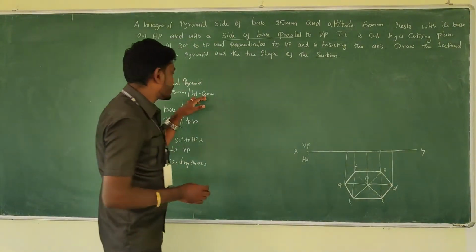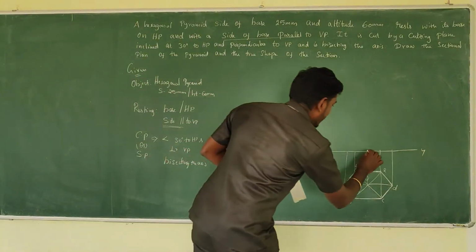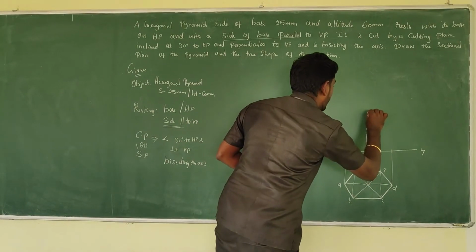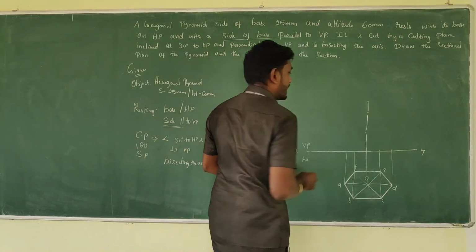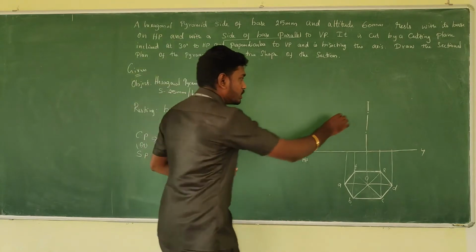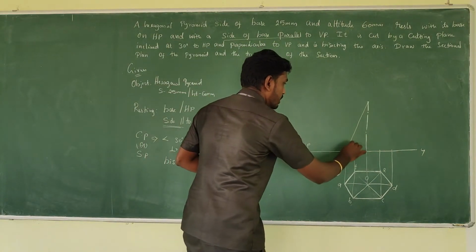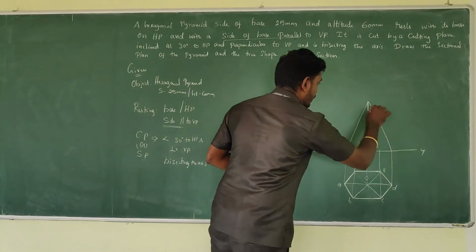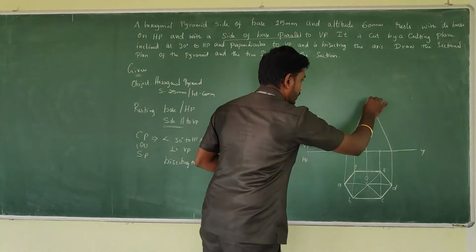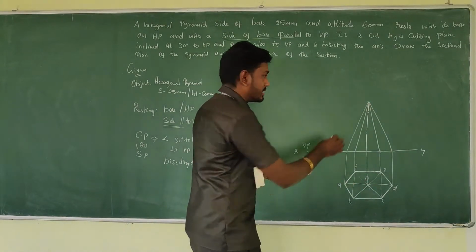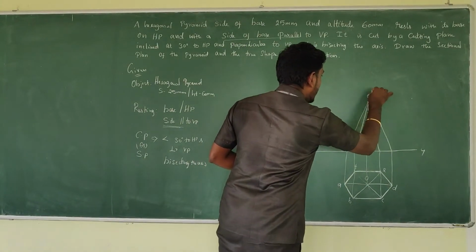And the axis height is given as 60 mm. Raise the axis up to 60 mm, and just close the boundaries. So you will get the thing something like this. This is the apex O dash.